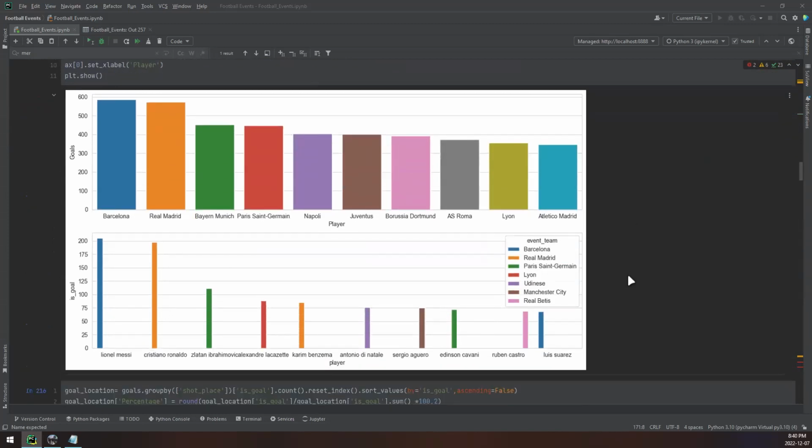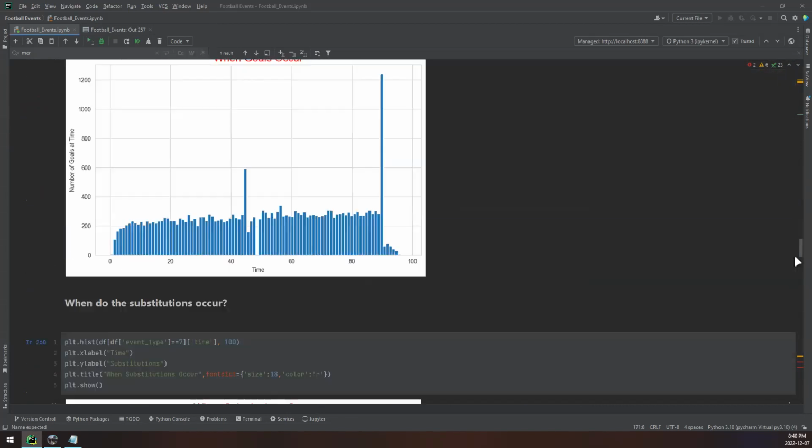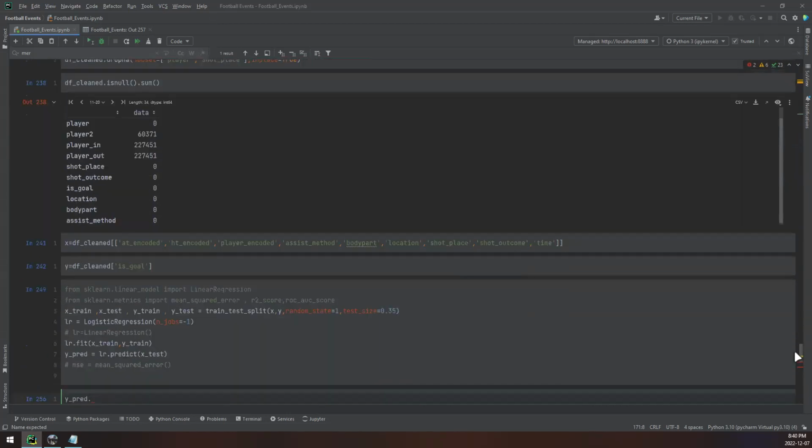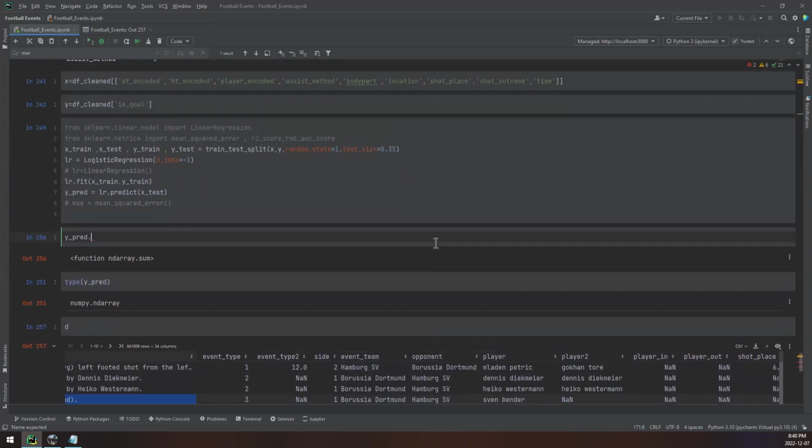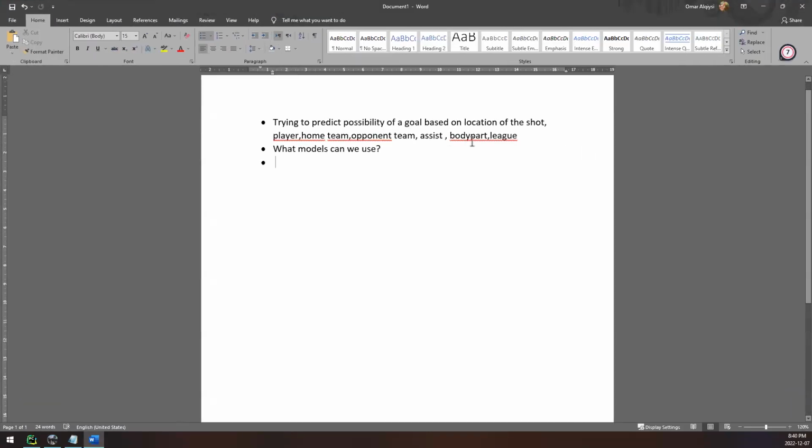Sorry, I have something to say. For your model, you built a model to predict whether a goal was scored or not, right? That is one of the models. We can use a lot of models. What I'm trying to say is that if you're trying to predict whether a goal occurred or not, I don't think it's a regression task. It should be a classification task. I used logistic regression, which is a classification.